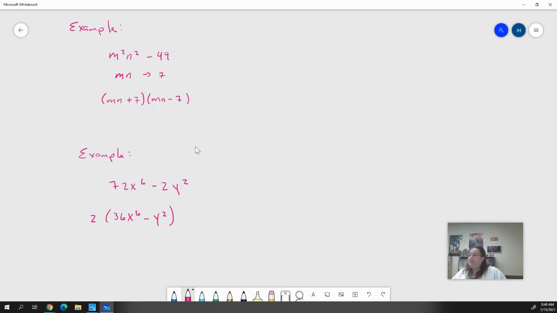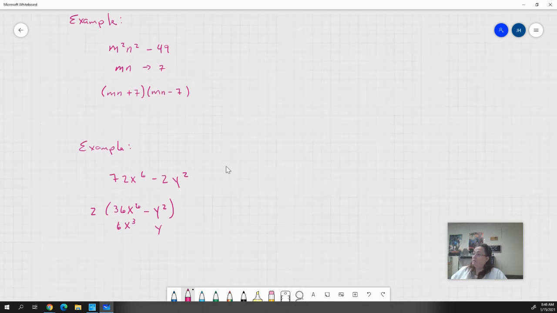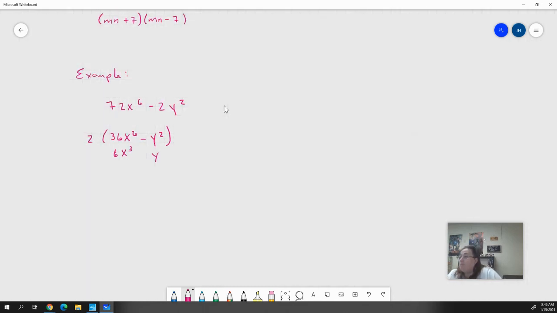Now, when I look at this problem, I go, okay, well, this is 6 times 6. This is x to the 3rd times x to the 3rd. And this is y times y. So now I can factor it out, right? Because this is 6. This is x to the 3rd power, right? x to the 3rd times x to the 3rd equals x to the 6th. And this is y squared, right? So these will be my new factors.